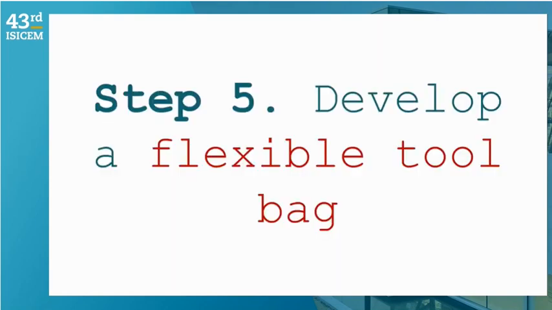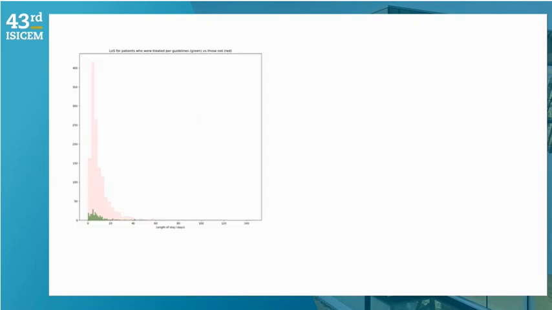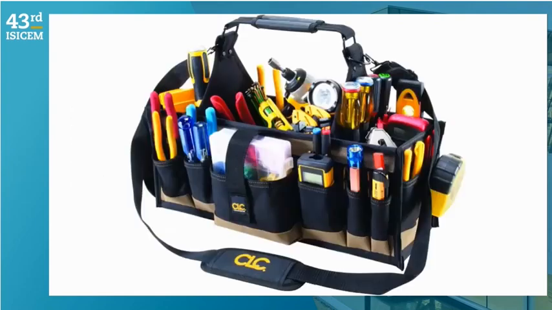Getting towards the end now, step 5, and this is tricky because it takes time and experience, is to develop a flexible tool bag. So I was asked recently to look at our community-acquired pneumonia patients in our institution and try and understand why some of them may stay longer than others and how we might reduce this. So you can start with some simple tools and plot length of stay depending on whether antibiotic guidelines were adhered to or not, and essentially look at means and standard deviations and so on.